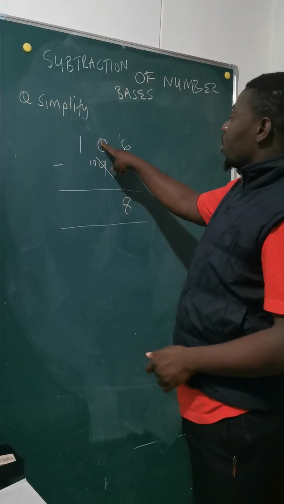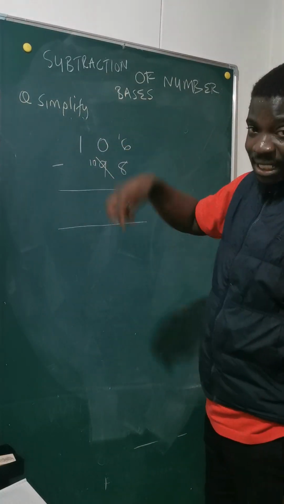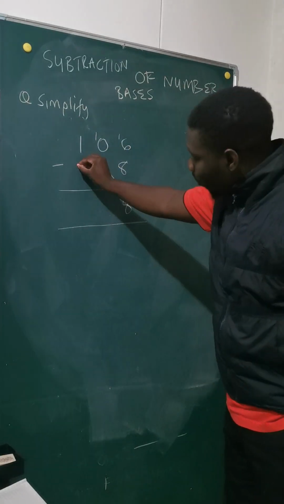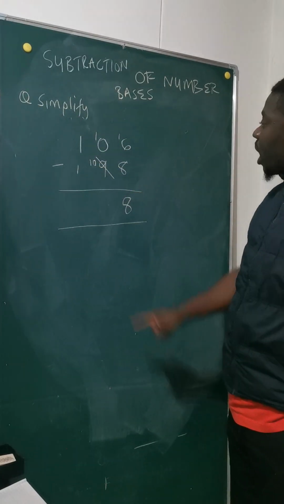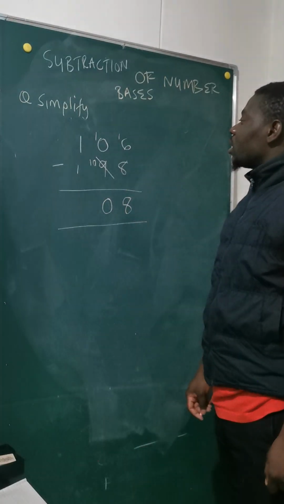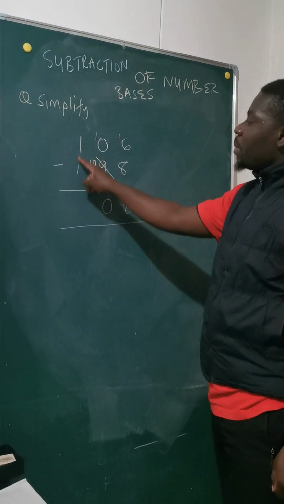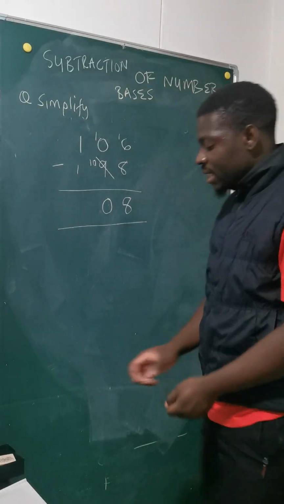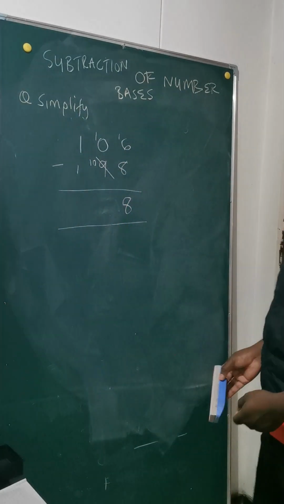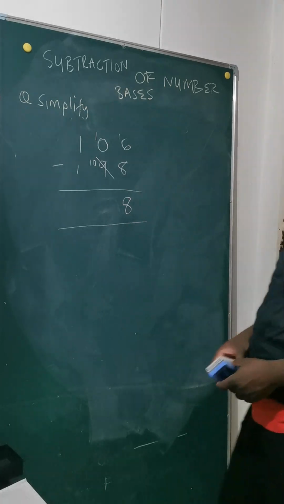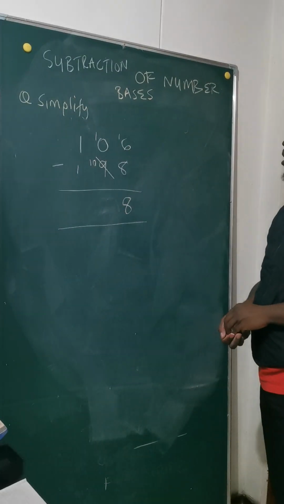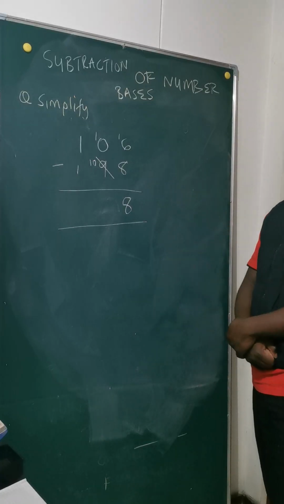You say 0 minus 10, then you'd say it can't. You would borrow 1, then bring down 1. So now it's 10 minus 10 is 0. Then 1 minus 1 is 0. So our answer here is 8. But what we didn't know is that these numbers were in base 10.